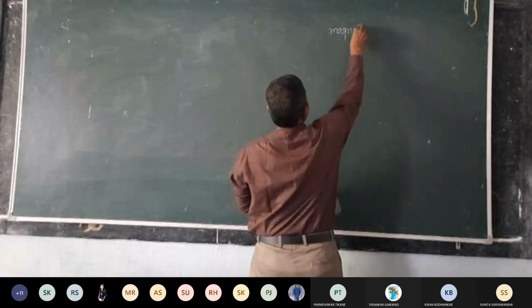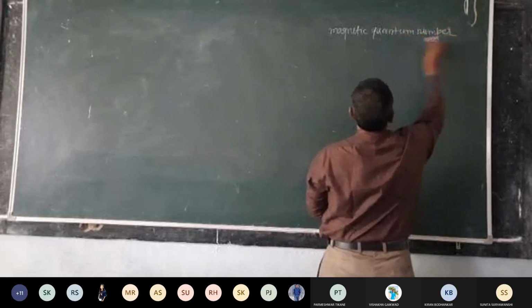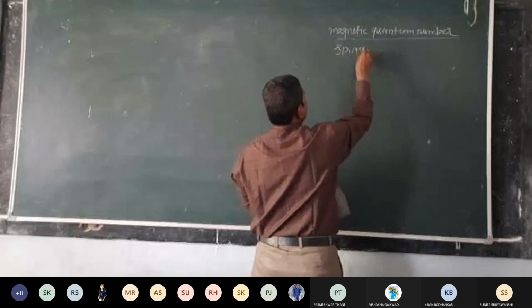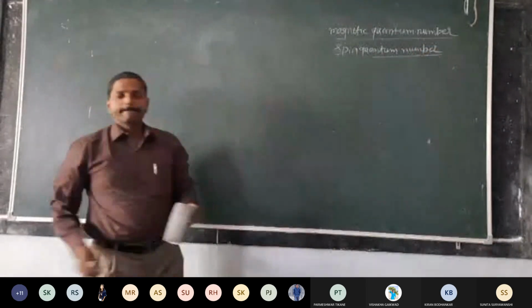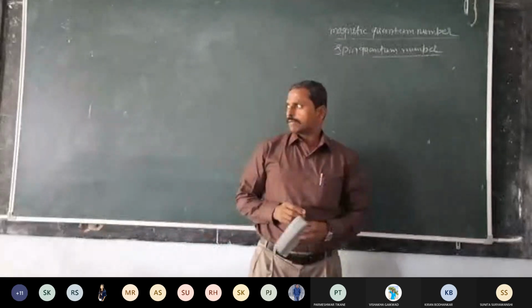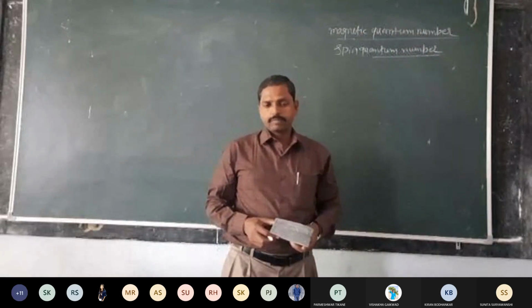Next to it, the magnetic quantum number, or it is also called spin quantum number. हे माहिती असलं तुमच्या. It is also called spin quantum number. हे सुद्धा लिहून ठेवायला हरकत नाही, कारण मॅग्नेटिक क्वांटम नंबर हा माहित आहे. The magnetic quantum number gives the direction of angular momentum. It gives the direction of the angular momentum.